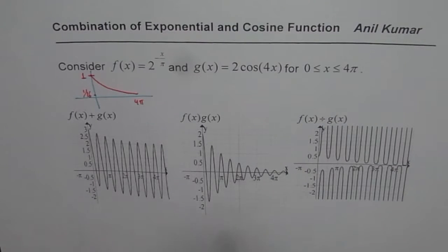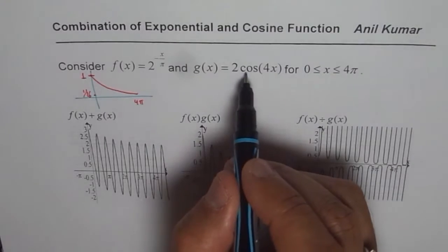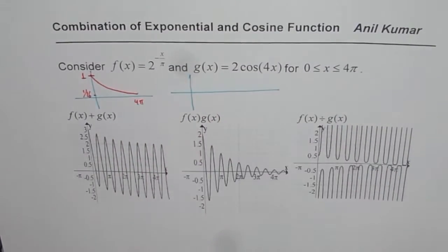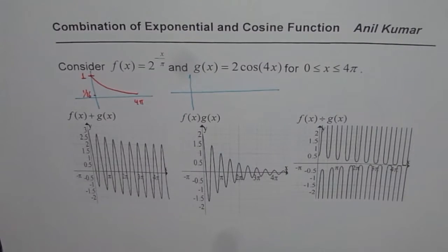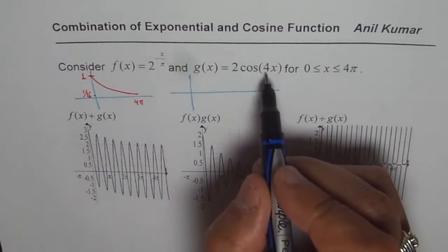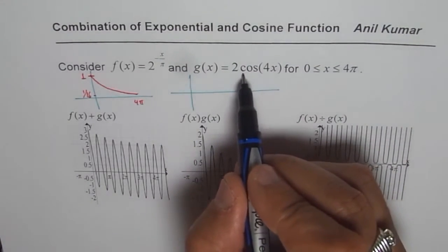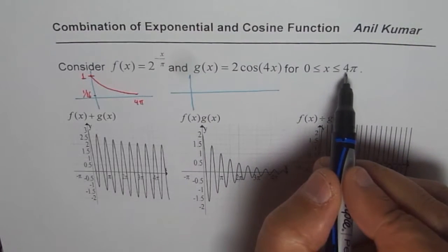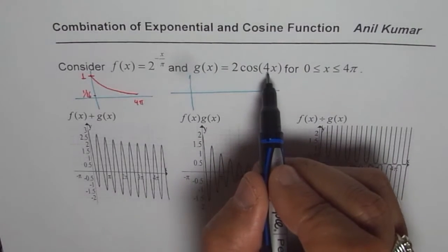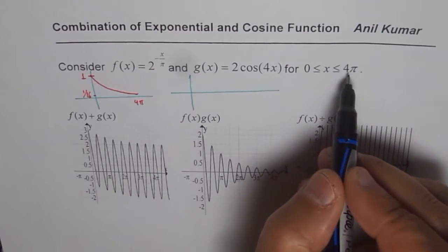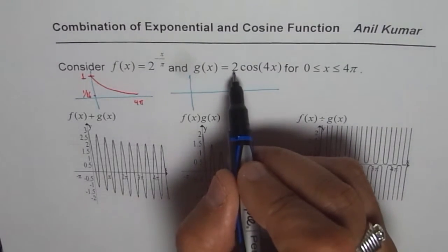And now let us see what g of x, 2 cosine 4x, looks like. So let's sketch this function also. Now, cos of 4x means we have 4 periods or 4 cycles of the cosine function within 2 pi. So in 4 pi we will have 8 cycles, correct? So I will not draw 8 cycles, but you know what we are trying to do. And the amplitude here is 2.